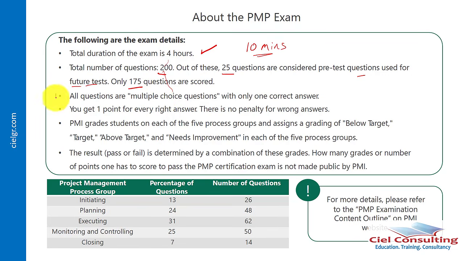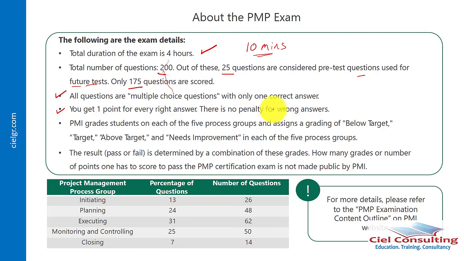The questions are all multiple choice questions, and there is only one correct answer. At the end of answering every question, you get 1 point for every right answer, and PMI does not have what we refer to as negative marking. In other words, there is no penalty for wrong answers, which is another reason why you have to attempt to answer all the questions in the PMP exam.